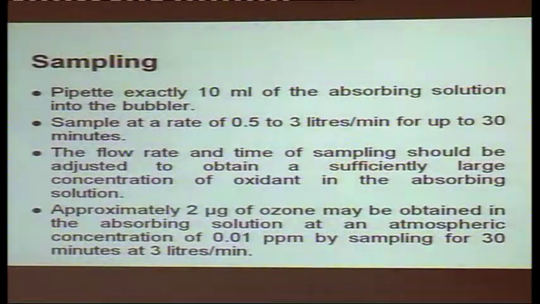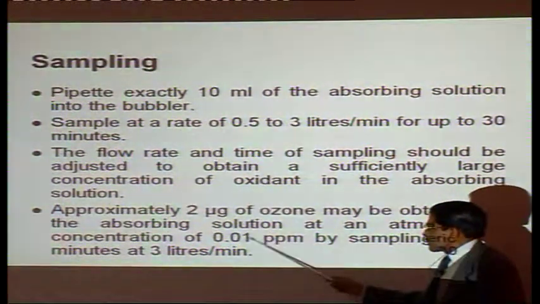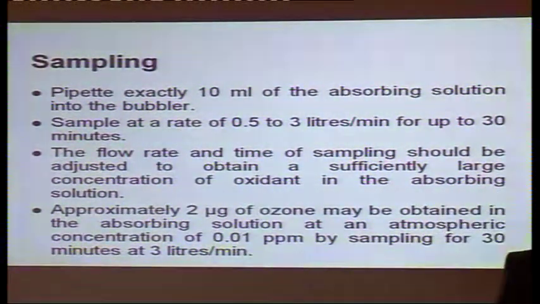Next. Pipette 10 ml of the absorbing solution in the bubbler. Sample at the preset flow rate. It may range from 0.5 to 3 liters. The flow rate and sampling time should be adjusted to obtain a sufficiently large concentration. Approximately 2 microgram of ozone may be obtained in the absorbing solution at an atmospheric concentration of 0.01 ppm. So we can monitor to this level, 0.01 ppm.